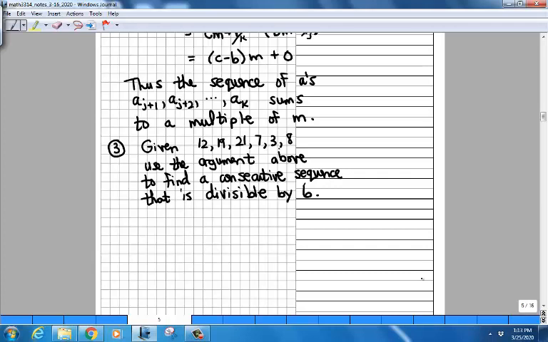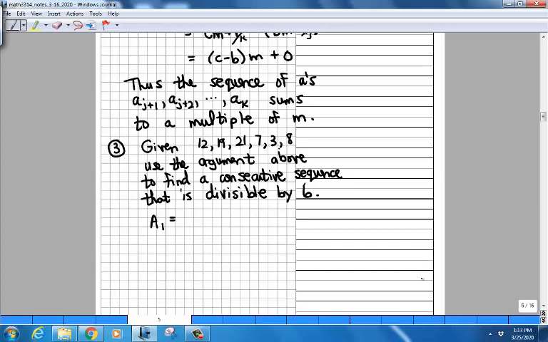But let's find that subsequence using our logic from the argument above, so you can understand that logic a little bit better. In the argument, we were giving it symbolically, but here we can give it a little more concretely with this example. So remember, first we're going to form the partial sums.